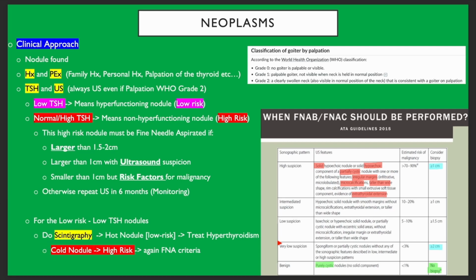If it's a cold nodule, then we said it's high risk. So then you go to the criteria again and use these criteria to take the biopsy. If it's a hot nodule with low TSH, then it's low risk, because we know that cancers don't make thyroid hormone. So then we just treat the hyperthyroidism.